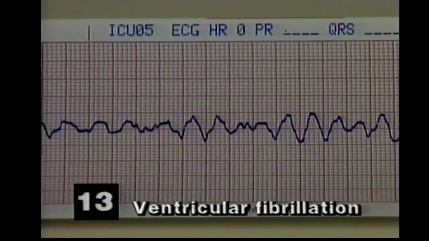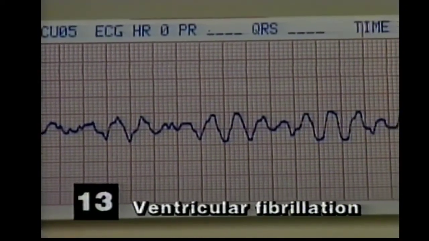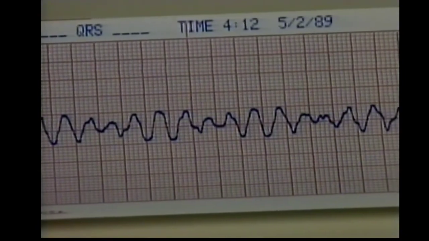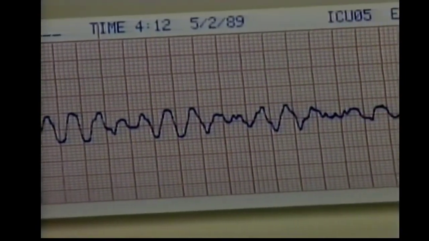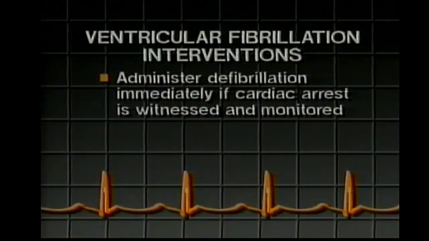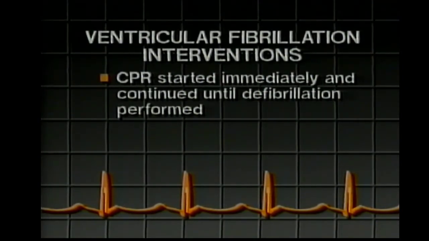If ventricular fibrillation develops, you'll see no recognizable P waves, QRS complexes, or T waves on the rhythm strip. The rhythm appears as a chaotic, ever-changing line of bizarre fibrillatory waves. Immediate defibrillation of a witnessed cardiac arrest is recommended. In other situations, cardiopulmonary resuscitation, or CPR, should be started immediately and continued until defibrillation can be performed. Irreversible brain damage can occur in 4 to 5 minutes if CPR is not started.